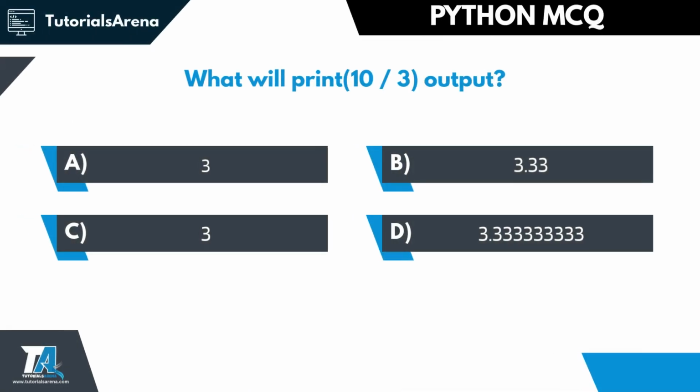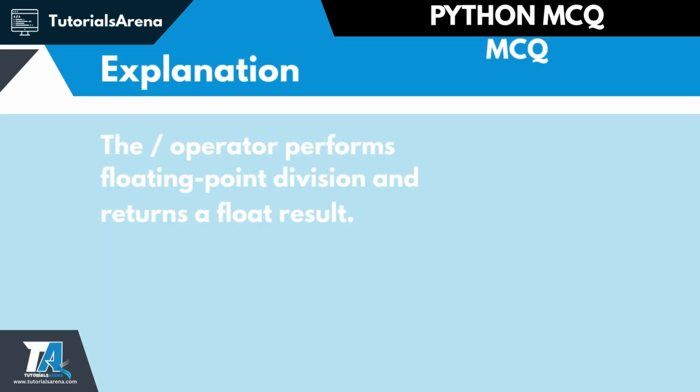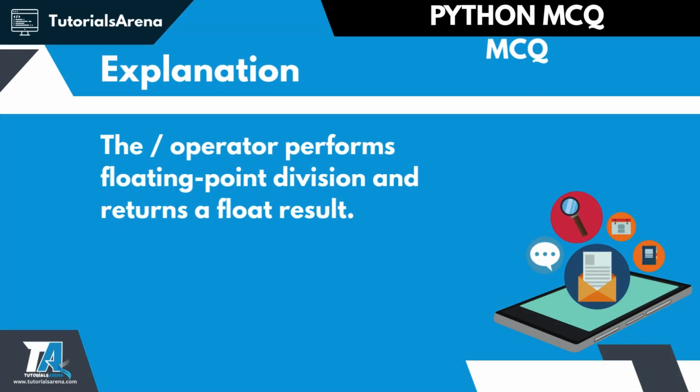What will be the output of this statement? The correct option is option D. The / operator performs floating point division and returns a float result.